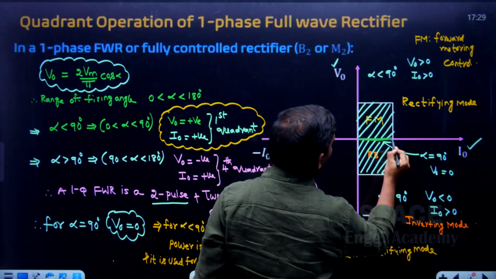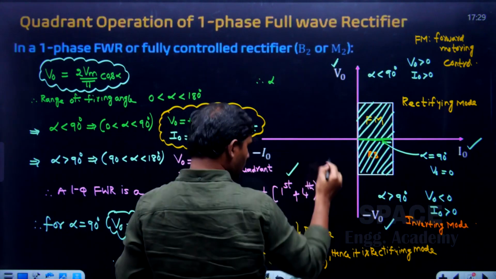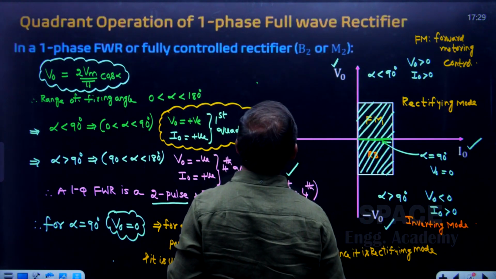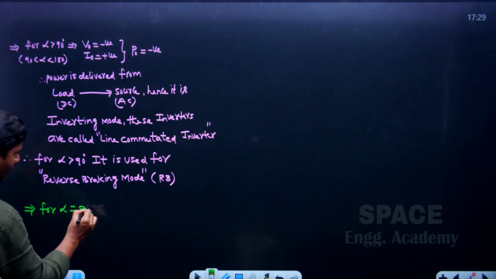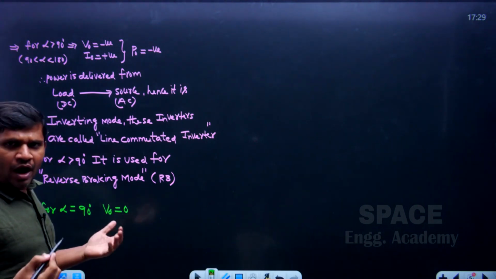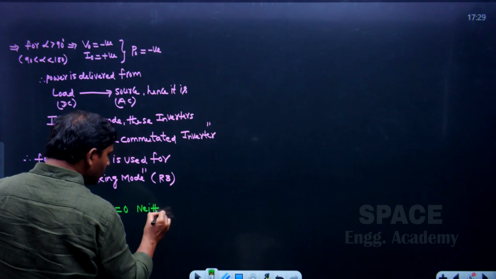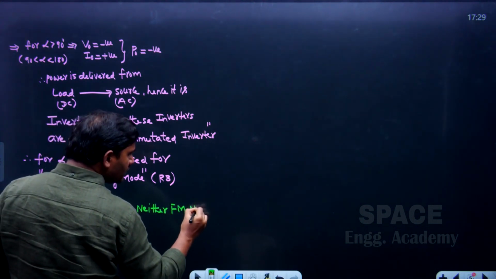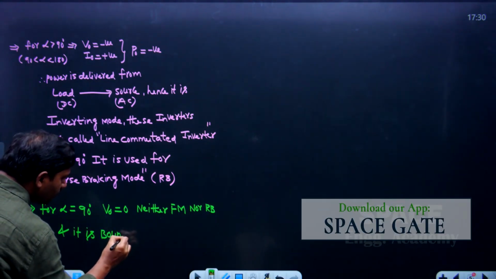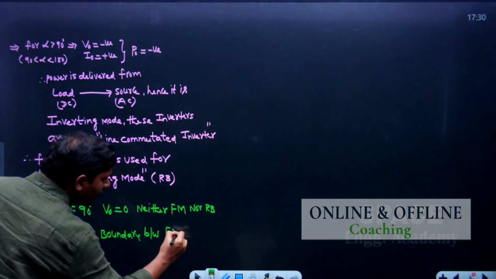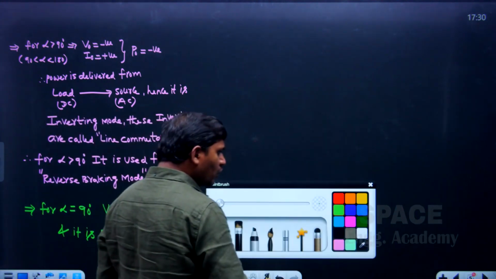But this axis is corresponding to alpha equal to 90 degrees. For alpha equal to 90 degrees, V naught is 0, so it operates neither in forward motoring nor in reverse braking, and it is the boundary between forward motoring and reverse braking, students.